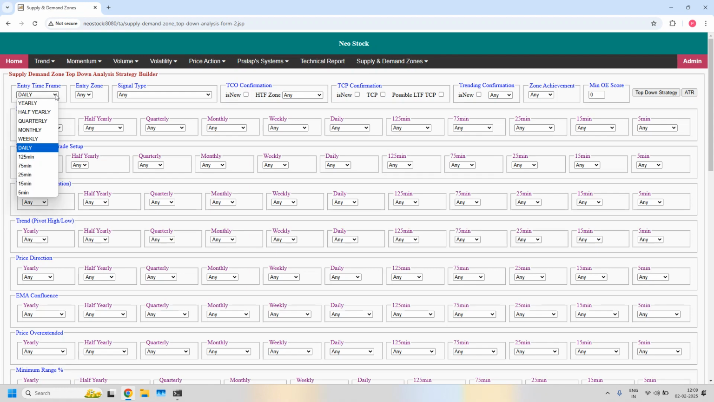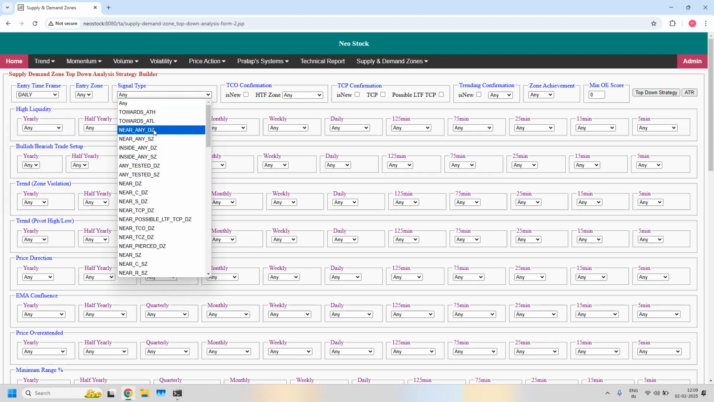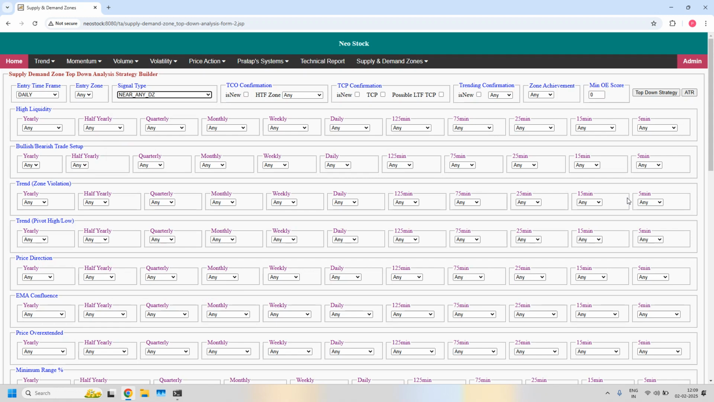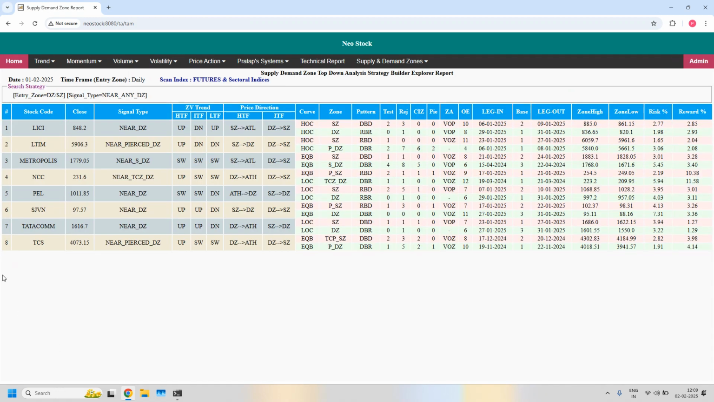Entry time frame daily, let us find the stocks near daily demand zone. We got 8 stocks. Let us identify high liquidity demand zones from this list. Metropolis is having a high liquidity daily demand zone. That's it. Only 1 high liquidity daily demand zone from this list.